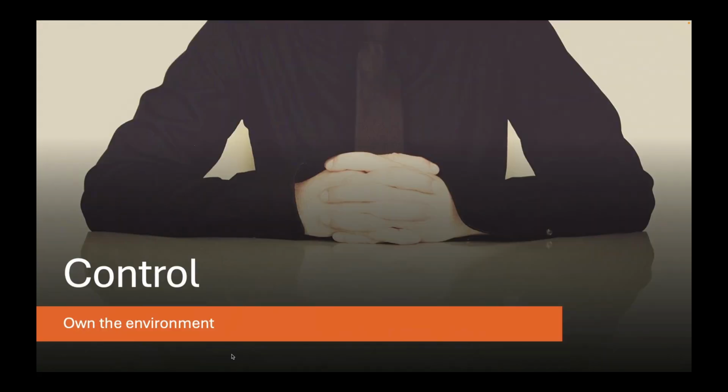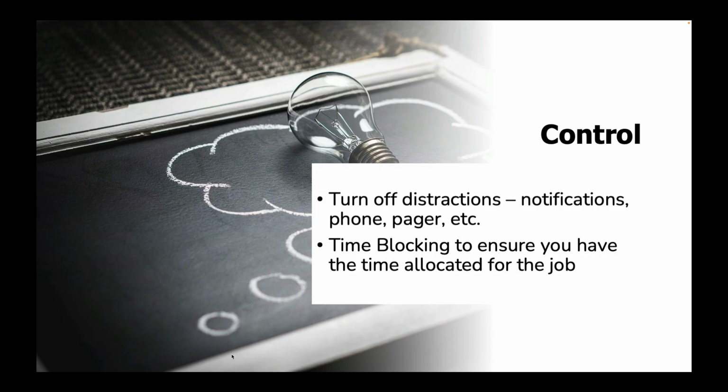Control is the third word, right? And you've got to own the environment. So you've got to take control of everything around you, remove the distractions and all that sort of stuff. So you've got to turn off the distractions, the notifications. Think about the technology, our phones, our computers, everything else.